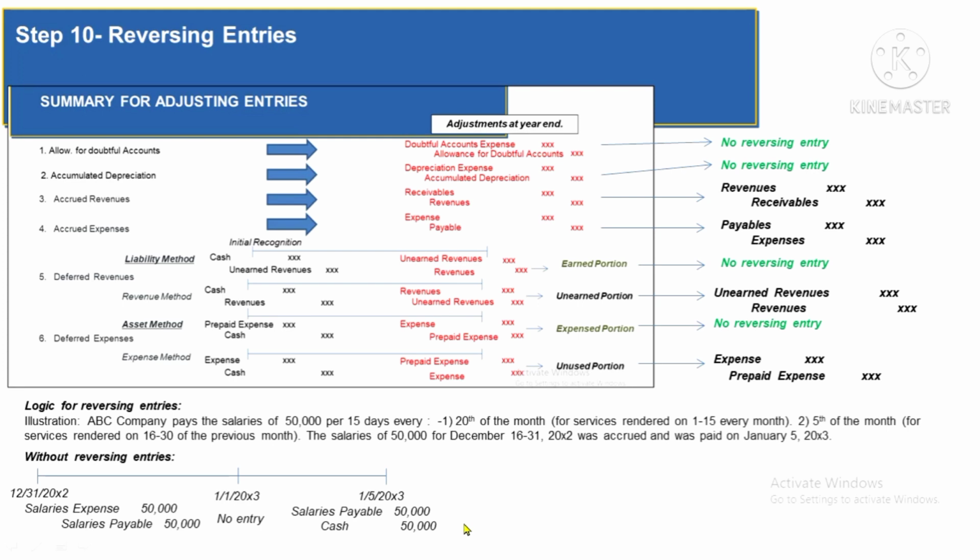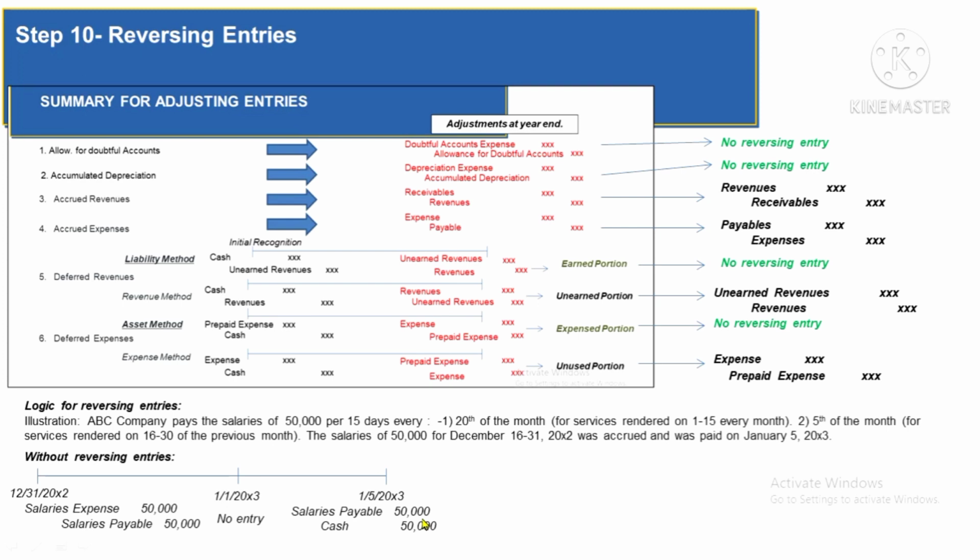The problem with this one is this: as an accountant, I would like to make only one type of entry when paying for expenses, and that is debit expenses, credit cash. As you noticed, that didn't happen here in January 5, 20x3 because the entry is debit payable. Now, what if you forgot that there is actually a payable from last year?